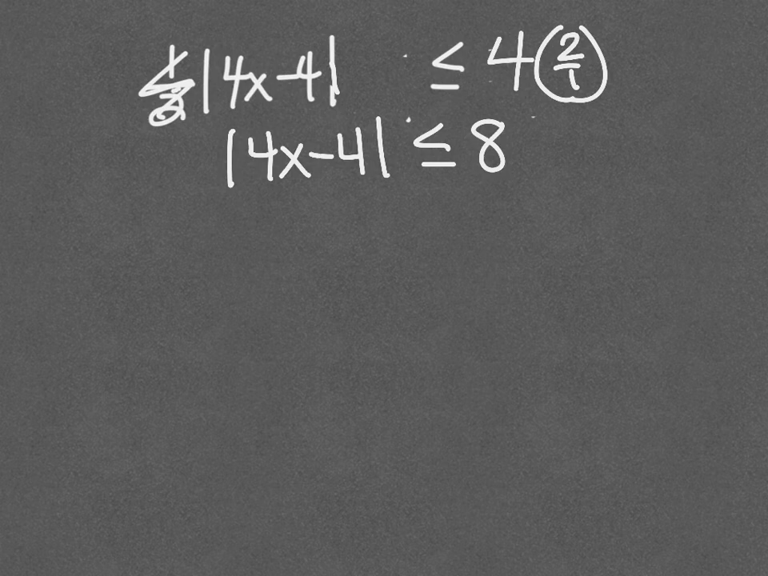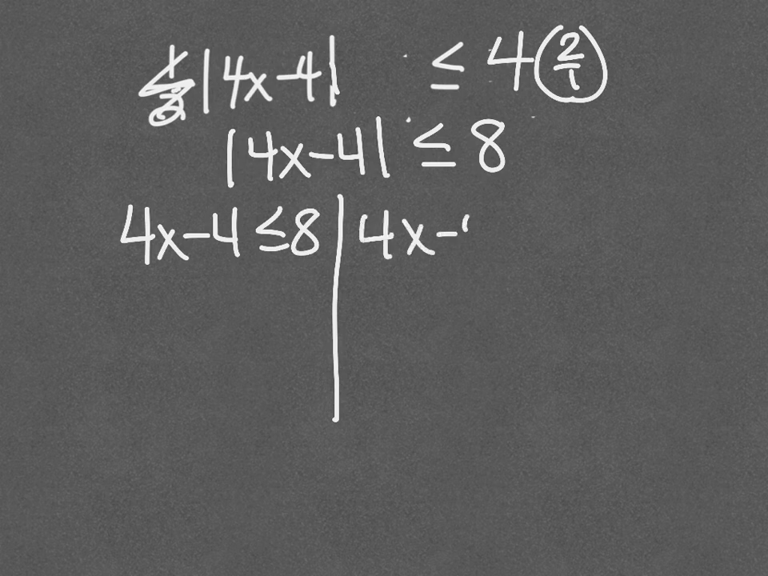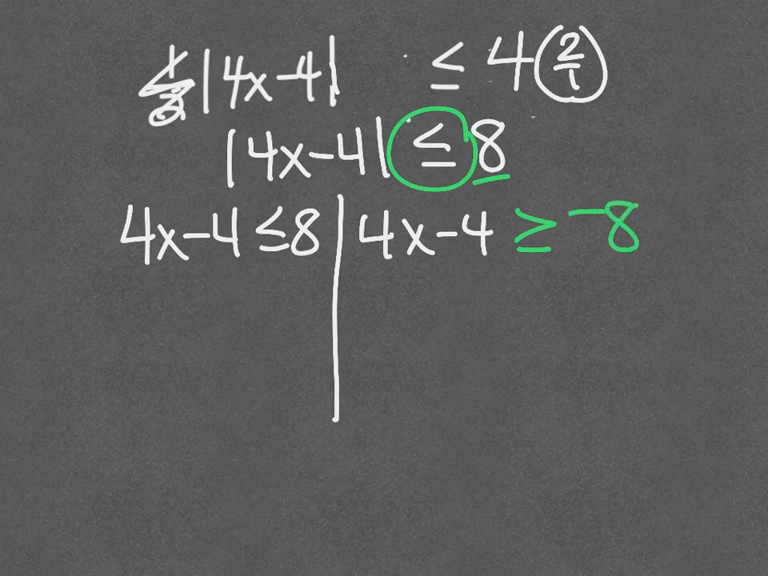This is not a negative on the right, so I can split. So 4x minus 4 is less than or equal to 8. And on the right, you're going to put 4x minus 4. We're going to reverse this, okay? And we're going to make this the opposite, so negative 8. Okay? So again, that's the only thing you do different: of course you remove the absolute value bars, but you reverse the sign and make the opposite, okay? All right, so we're going to solve.